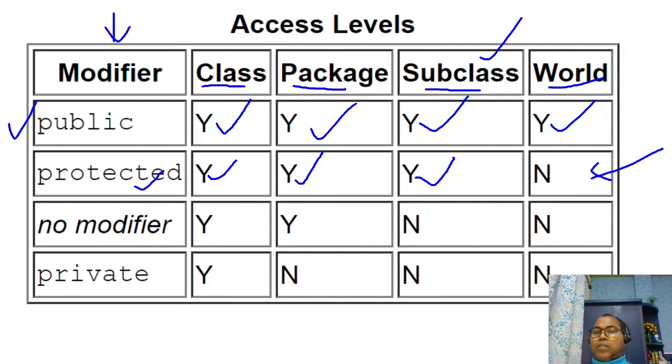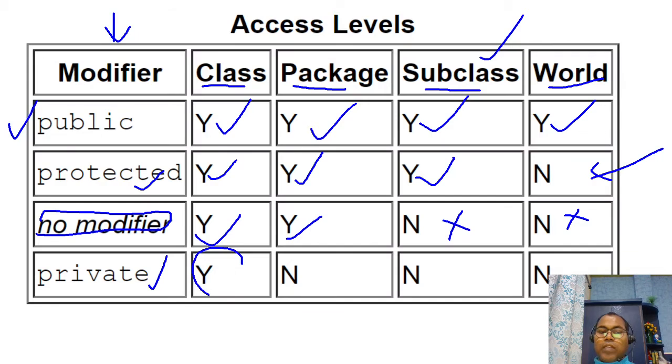Only subclass can access. If you're not specifying any modifier, that is the default modifier, it is accessible in the same class, within a package as well, but not in a subclass, not in your other classes. If you are specifying the private data member, this is only accessible inside a class where it is declared, and not in the same package, not in a subclass, not in any other classes. So this is our access modifier.